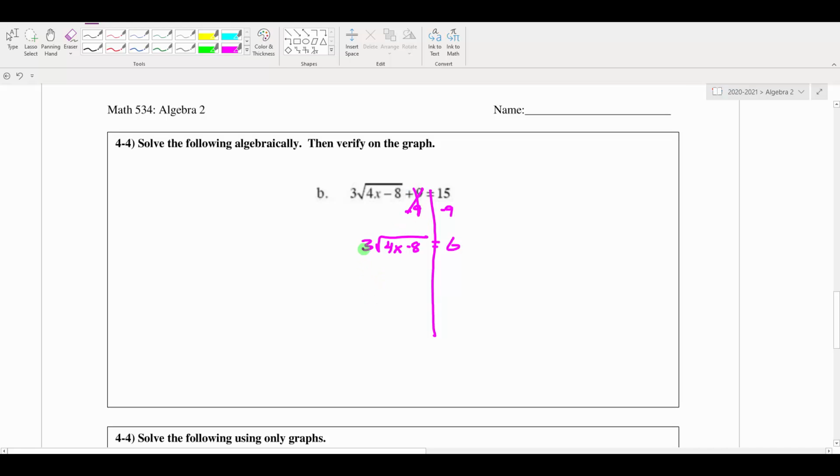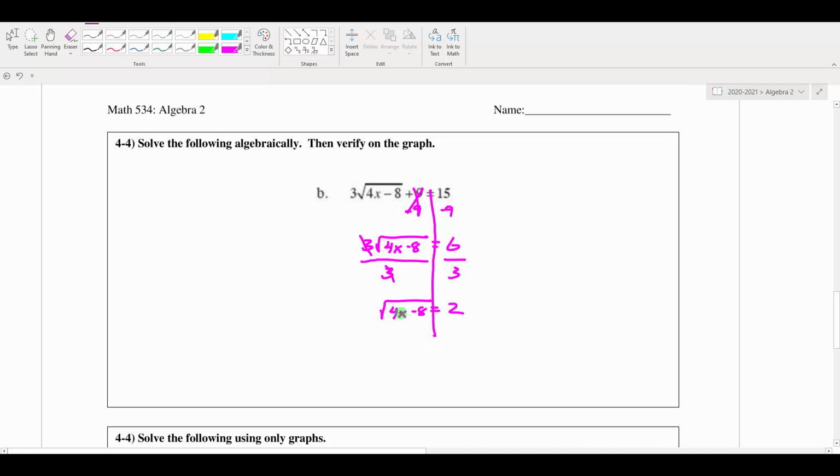Now we have this 3 over here in front, so it's 3 times this square root thing. So I'm going to undo the multiplication of 3. I'm just going to divide this side by 3, and whatever I do on one side I have to do on the other. So over here the 3's just cancel each other out, and we get the square root of 4x minus 8. And then over here we get 6 divided by 3, which is 2.